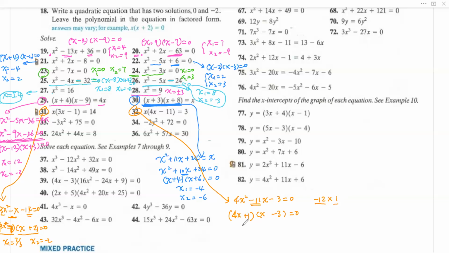All right, let's double check it. 4x squared, negative 12x, x, and negative 3, right? So in one step we can get this one, right? And the first answer would be what? Negative 1 quarter. The second is 3. Okay, very good, very good. Anyone, did you get the same answer as mine or something different?